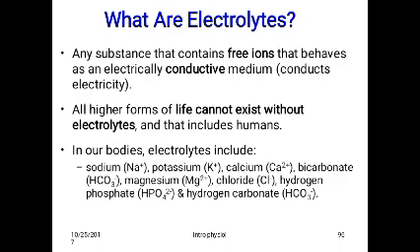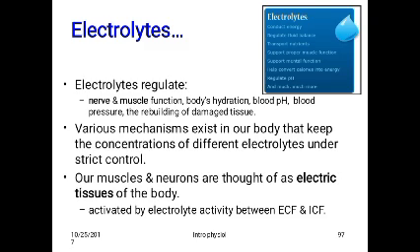What are electrolytes? Any substances that contain free ions that behave as an electrically conductive medium or conduct electricity. All higher forms of life cannot exist without electrolytes, and that includes humans. In our bodies, electrolytes include sodium, potassium, calcium, bicarbonates, magnesium, chloride, hydrogen, phosphate, and hydrogen carbonate. Electrolytes regulate nerve and muscle function, the body's hydration, blood pH, blood pressure, and the rebuilding of damaged tissue.